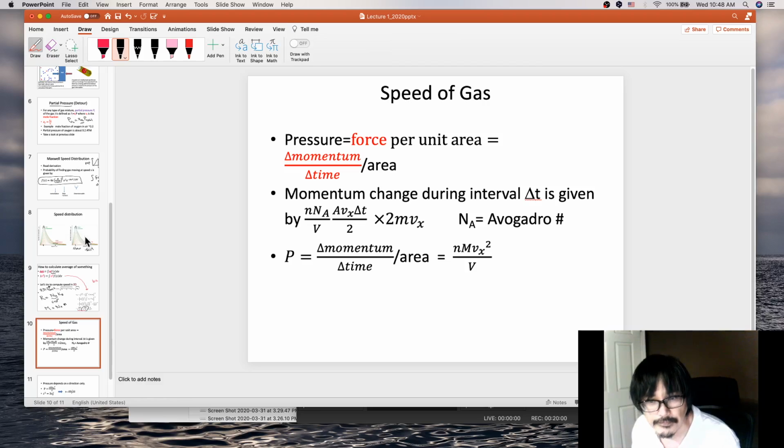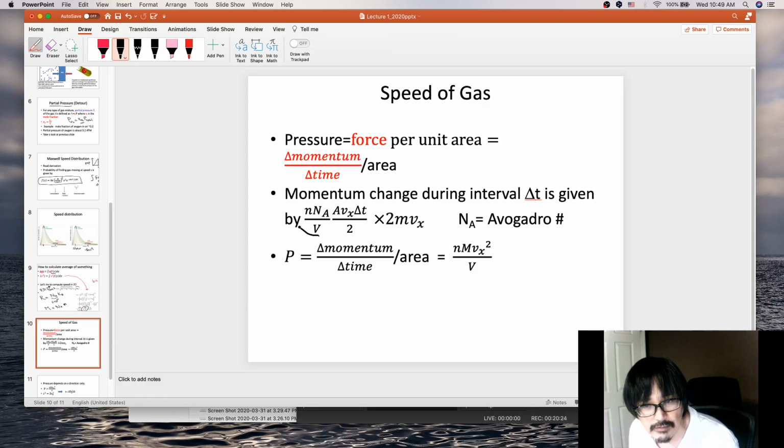So how can I actually calculate this? So let's just calculate the momentum change first. As I said before, the number of collisions and then the speed matters, right? So how do I actually get the number of collisions during the time interval t?